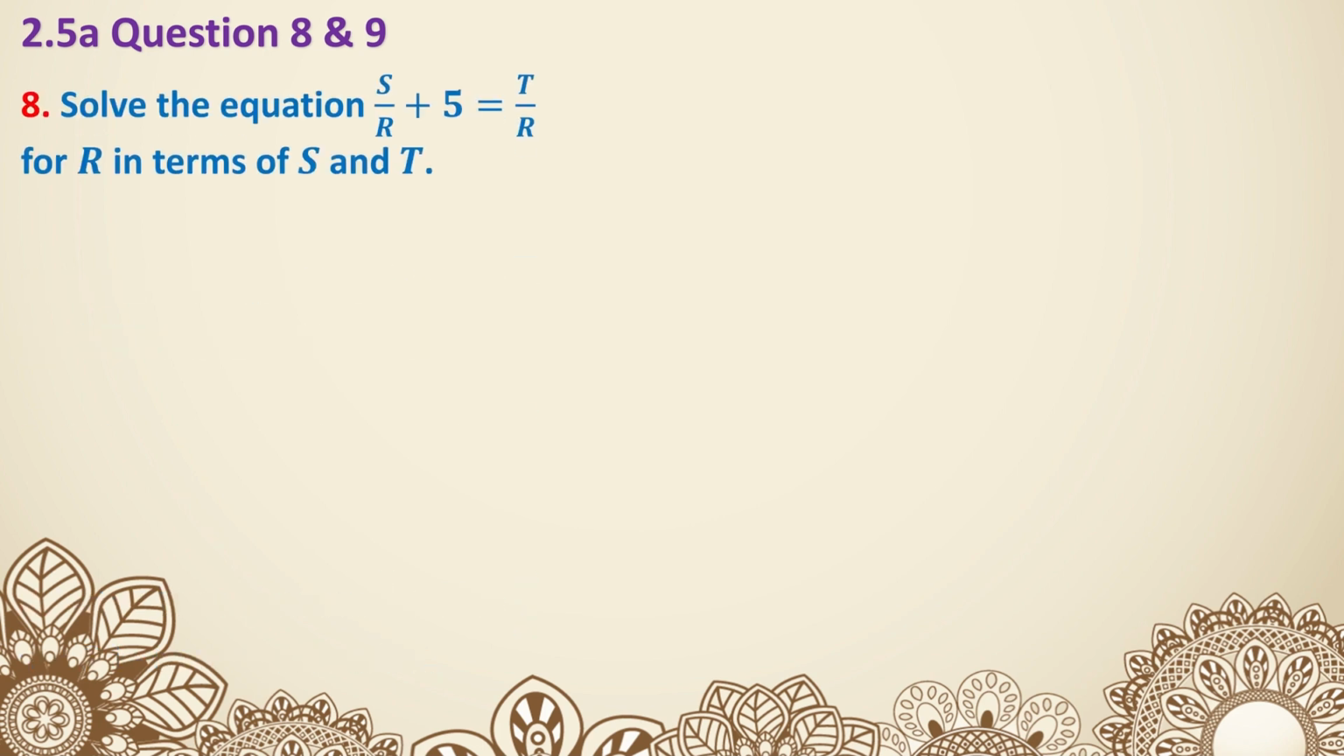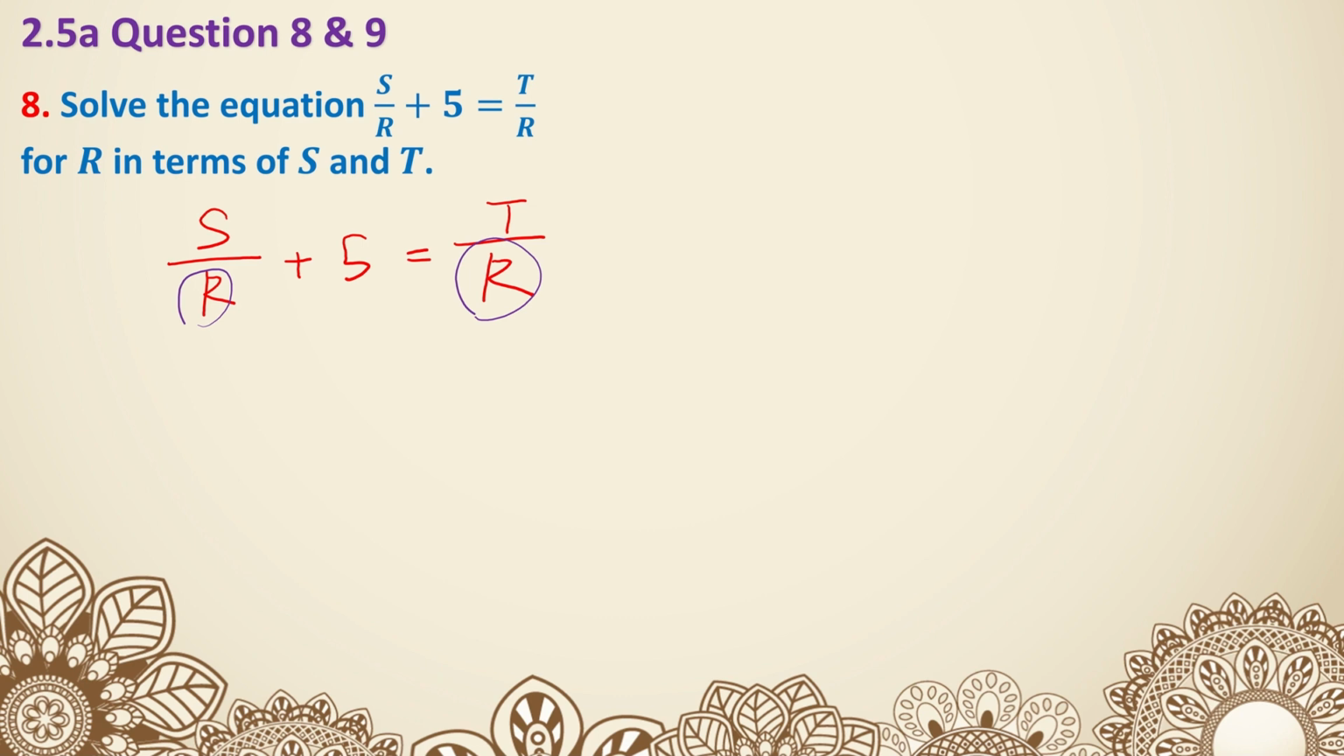Question 8. Solve the equation s over r plus 5 equals t over r. So let me copy down the equation first. s over r plus 5 equals t over r. And it's asking you to solve for r. The reason it's hard is because r is actually in the denominator. And that's the issue, because in order to solve for it, we need to completely separate it. But now it's in the denominator. Even if we get rid of the numerator, we still have a 1 over r.